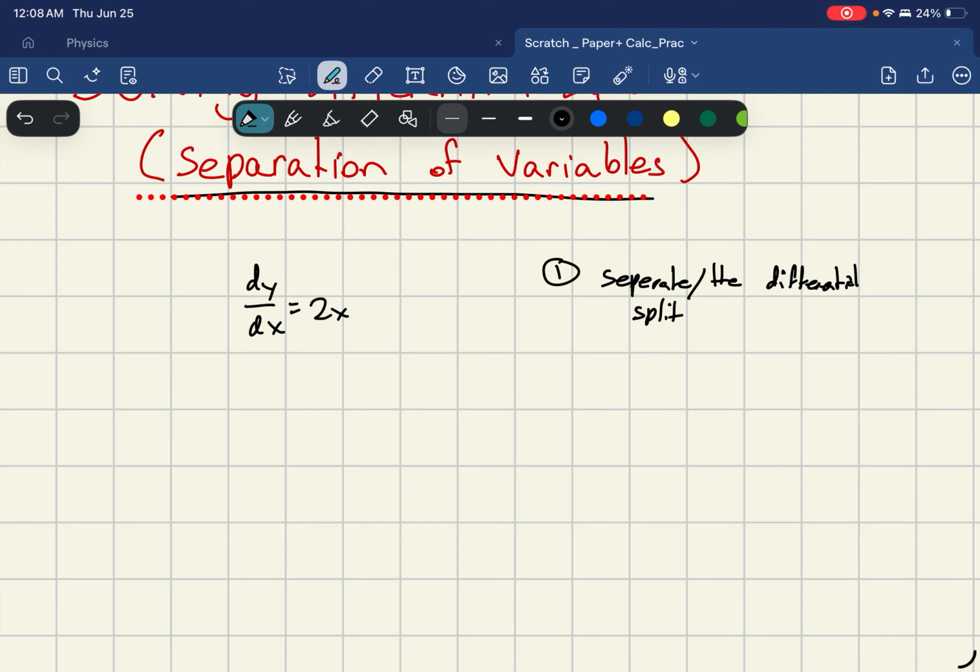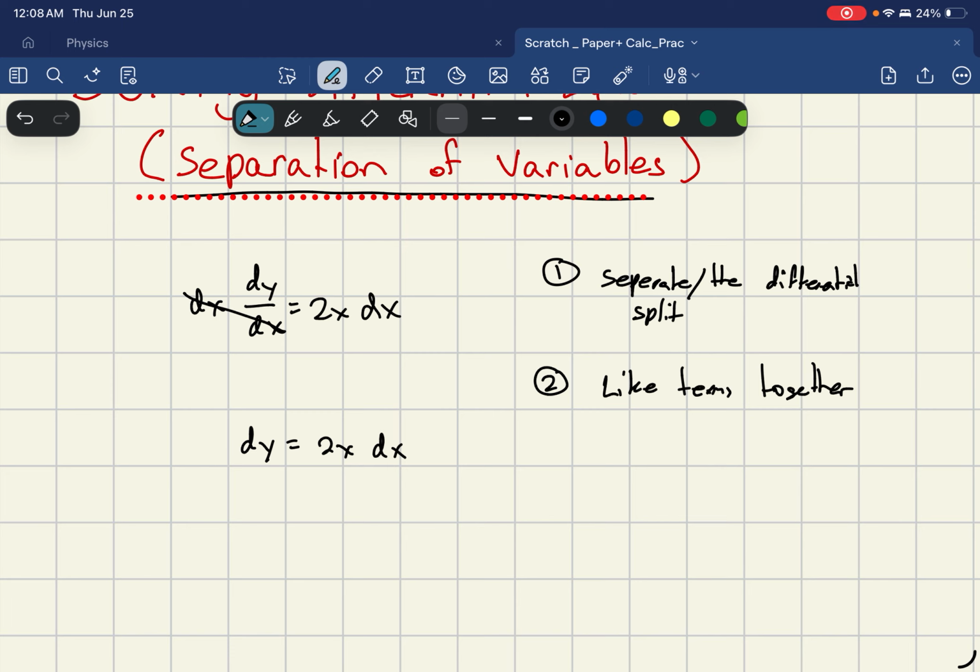You want to get these differentials on either side. You want to get like terms together, so all the x's on one side and all the y's on one side, right? As of right now, we can see that there's no y's, so we don't have to change anything, but we do see that there's an x on this side and an x on this side, and we want to get those together. So what's the best way to do that? Well, I'm going to multiply each side by dx. If I multiply this side by dx, this cancels out, and now I'm left with dy is equal to 2x dx.